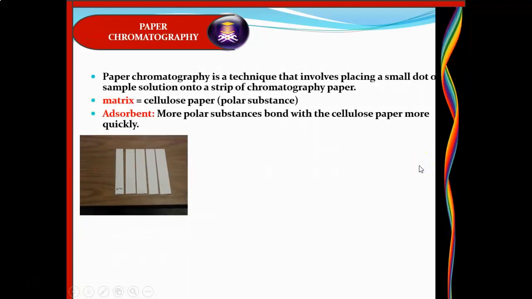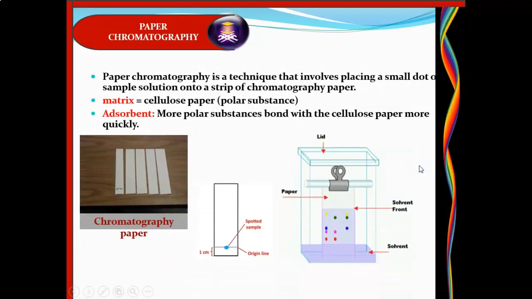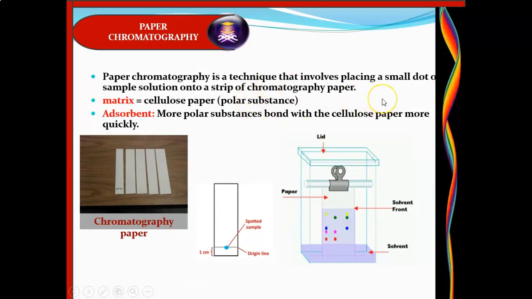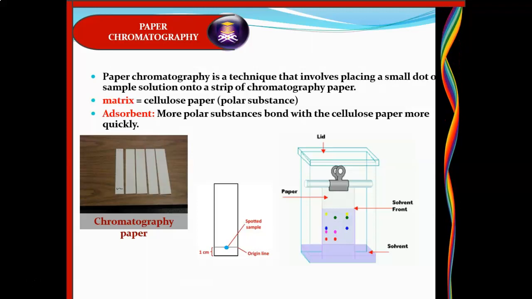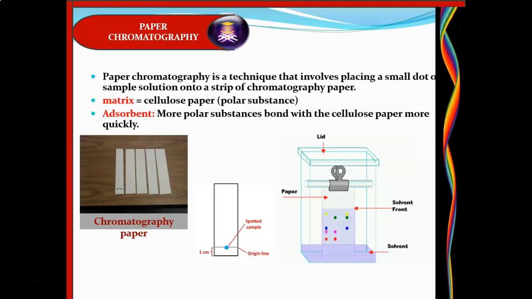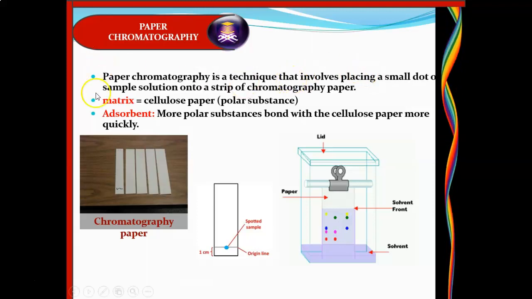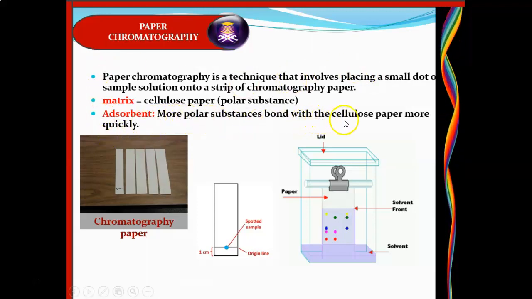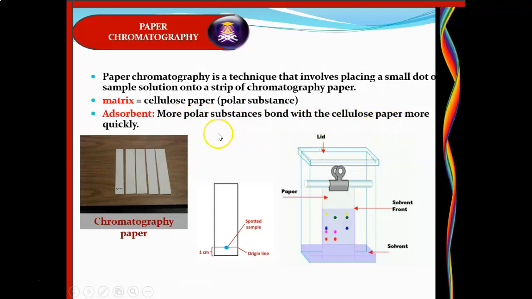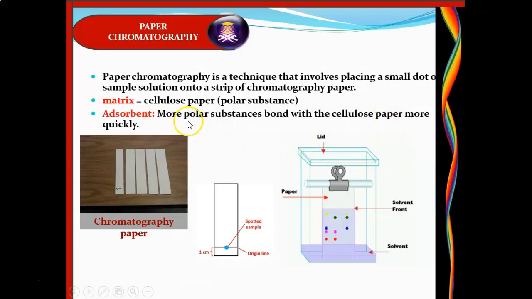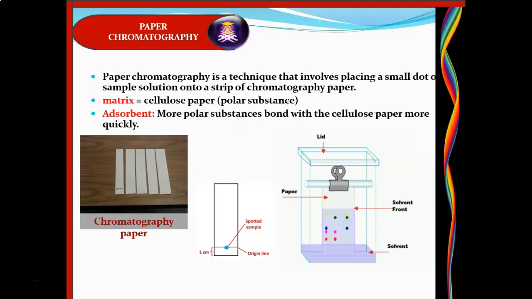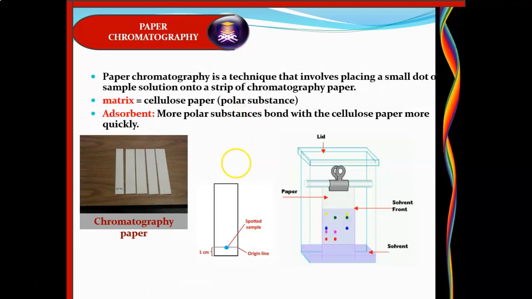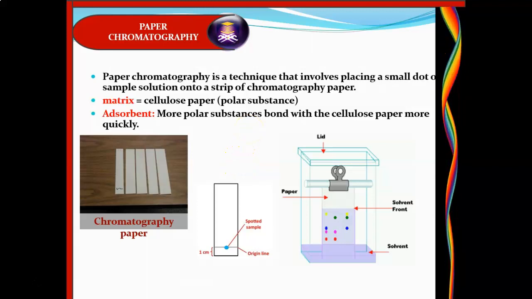Okay, we look at the paper chromatography illustration. Paper chromatography is a technique that involves placing a small dot of a sample solution onto a strip of chromatography paper. The material we use is a cellulose paper, which acts as a polar substance. So the more polar substance bonds with the cellulose paper more quickly. It means that if the substance is polar, it will interact or bond with the paper strip more, and it will spend more time in the paper strip.